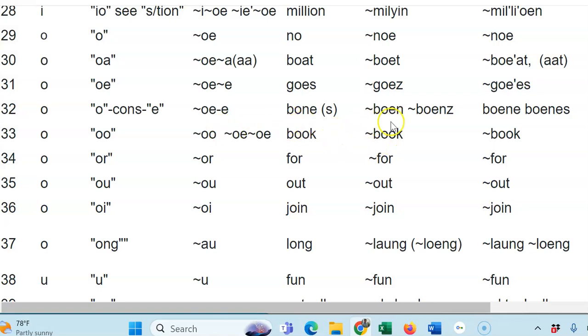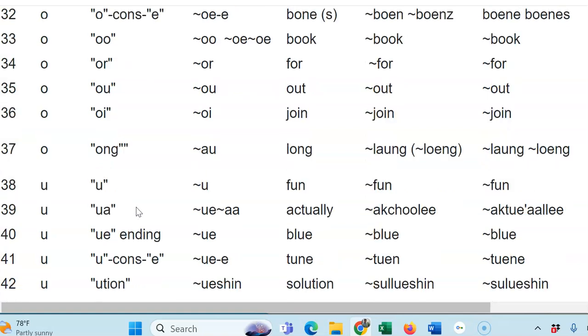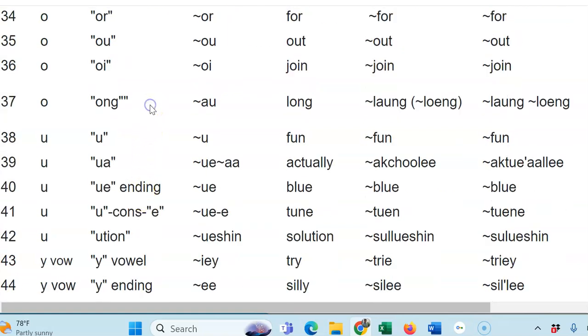So bone is bone, and bones is boneless. The double O as in book, that's the sound. It could be OO, so it could be bo-oak. OR is typical, OR. OU is typical, ow as in out. OI is typical as an oi, join. ONG can be aw or o, long or long.